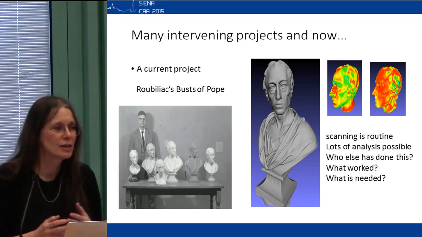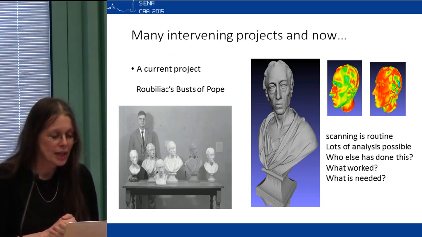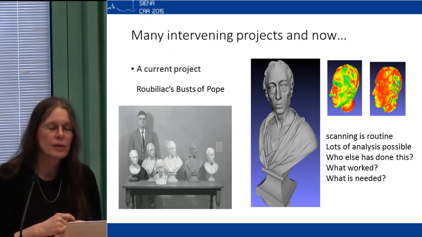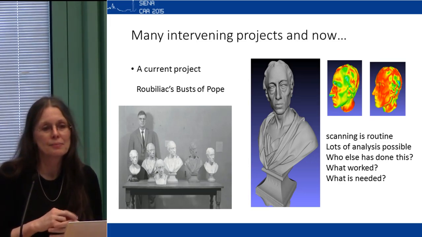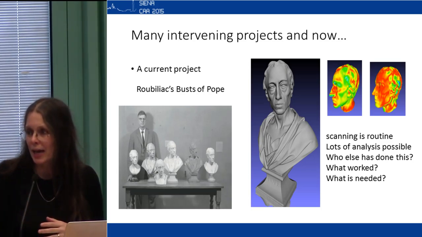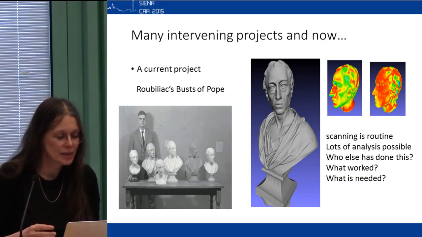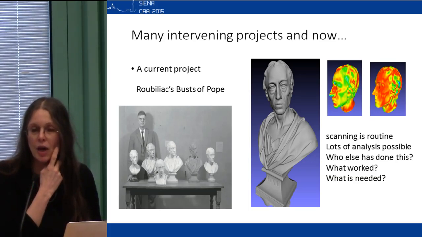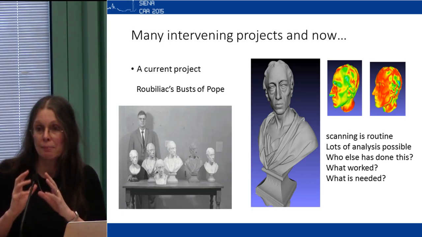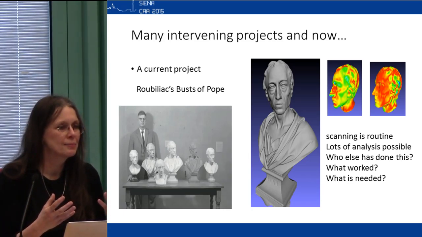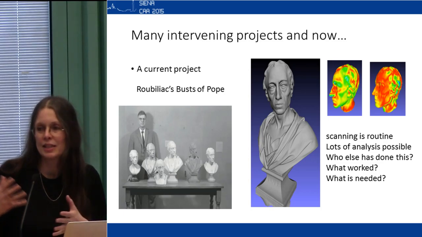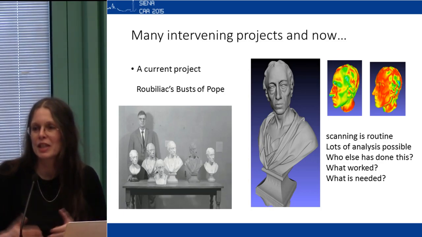So I will not give you a rundown of all sorts of other intervening projects, but I'll jump to one that I'm working on now. This involves analyzing many busts of Alexander Pope, the poet, that were made by the artist Rubiliac. And this picture on the left is from an exhibit from 50 years ago that a Yale professor had organized, of getting private owners to lend these busts of Pope. It's important because Alexander Pope was a new kind of celebrity in the 18th century, and getting people buying your bust was part of their celebrity craze at the time.